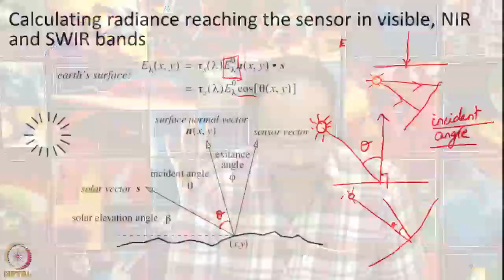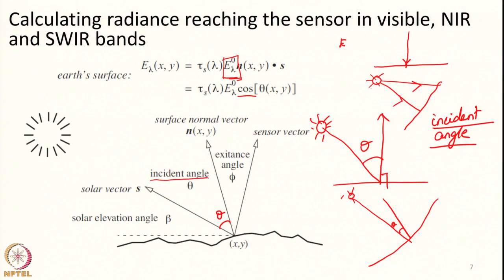That angle is called the inclination angle, or sorry, angle of incidence, incident angle. For a horizontal surface, the incident angle is just the solar zenith angle. For a sloping surface, you have to draw a surface normal at the point and then calculate it. Normally we will calculate it with different means. I will explain it later when we talk about topographic correction. I will tell briefly about this.